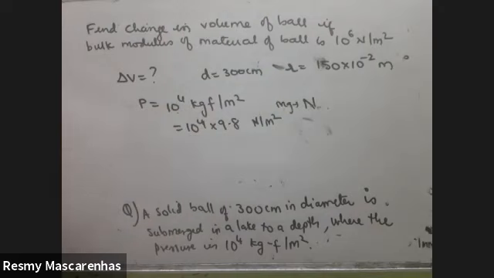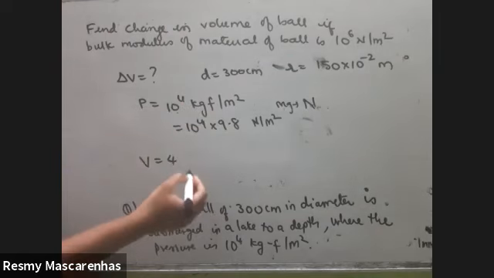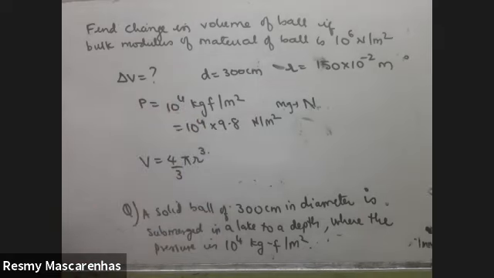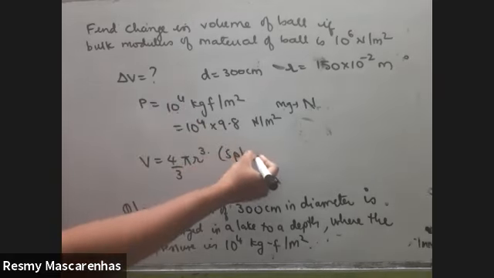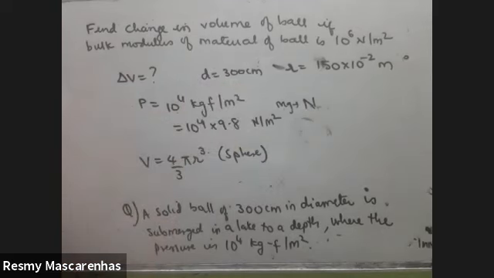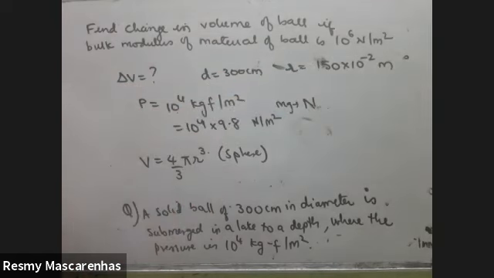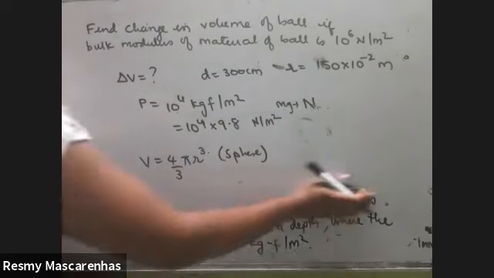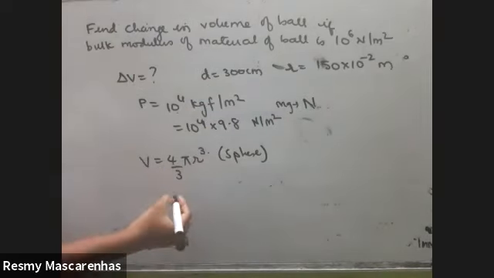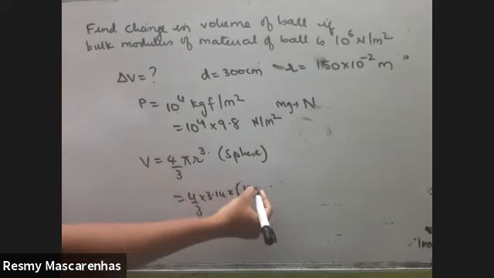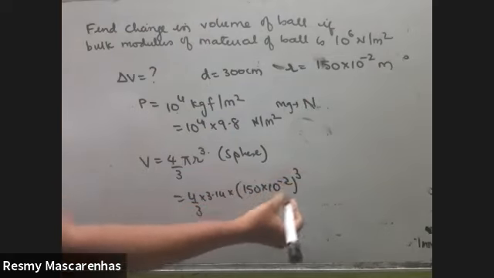Now, volume you'll have to know. The volume formula for a ball, a sphere, is 4 by 3 pi r cube, because this is the volume of a sphere. The ball is a sphere. So the radius you know, so just put the value of the radius and calculate the volume. 150 into 10 raised to minus 2, the whole cube.